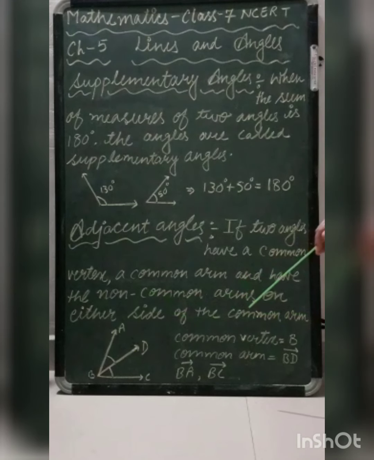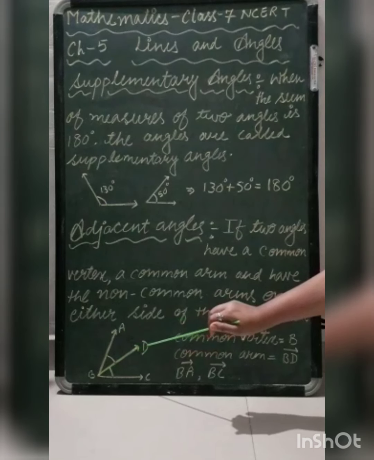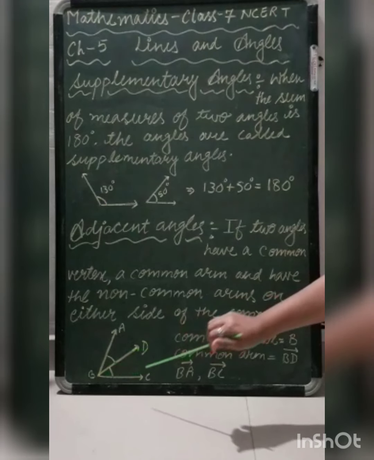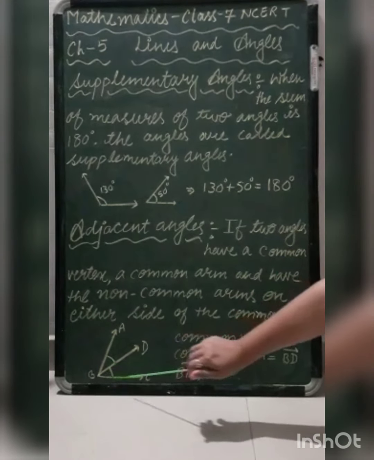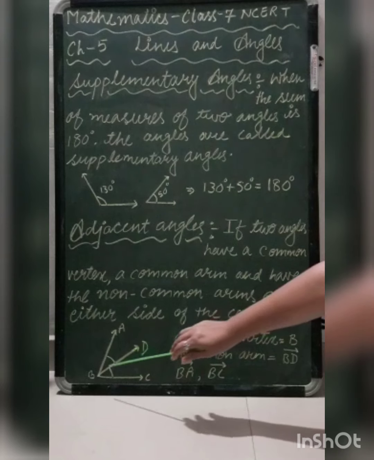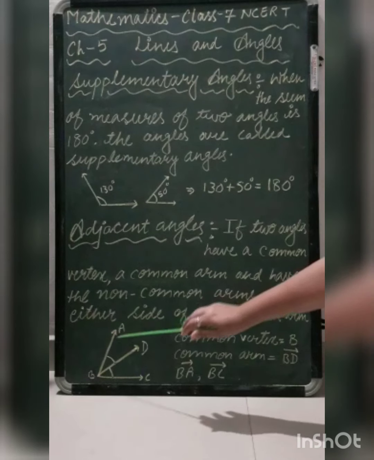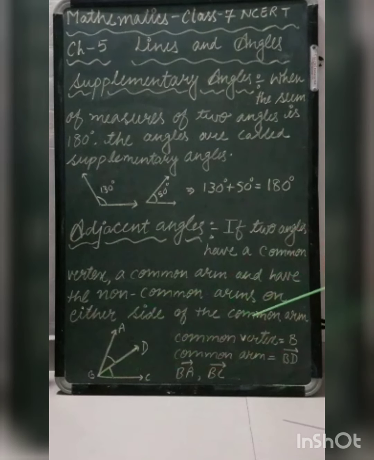So now let me explain through the figure. Here in this figure, angle ABD and angle DBC have a common vertex B, right? They have a common arm BD, and BA and BC are on either side of the common arm. You can see that, right? So angle ABD and angle DBC are adjacent angles.